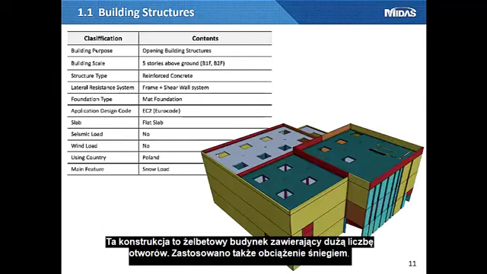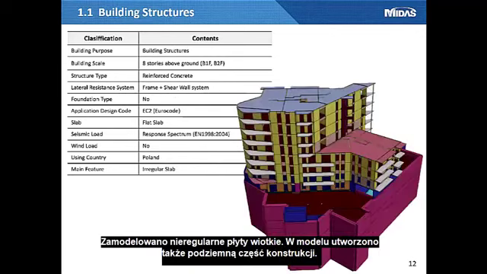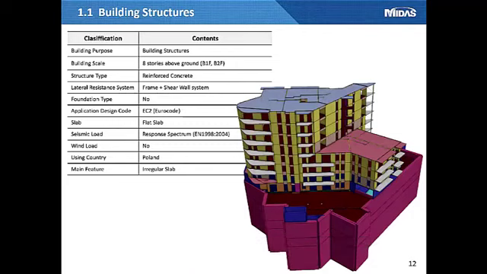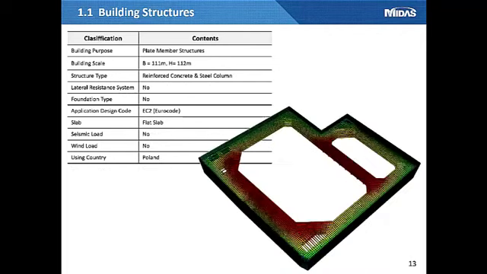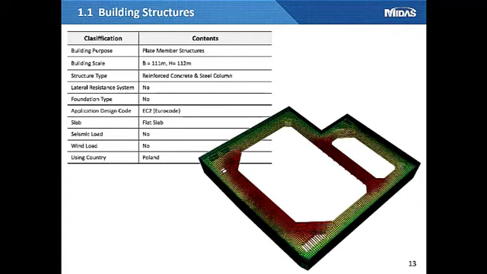This structure is an RC structure that reflects a large number of openings. The snow load was applied. Irregular flat slabs were modeled, and the basement wall is reflected in the modeling. The exact purpose is unknown, but it is a very huge structure. It is characterized by a full meshed element with the plate.